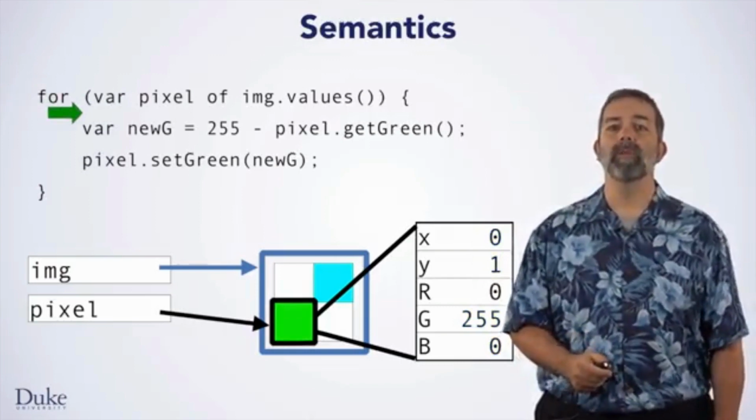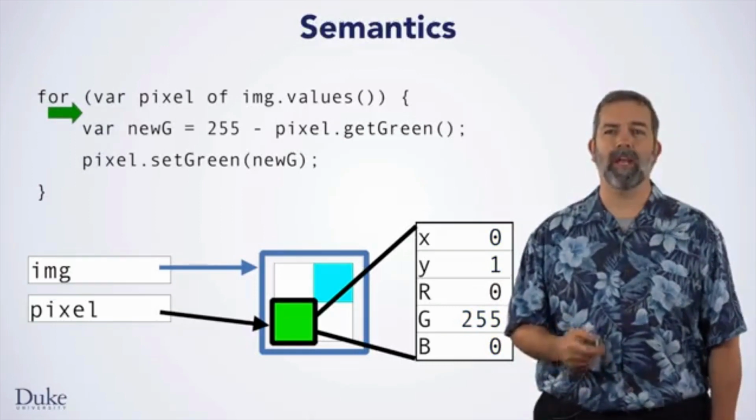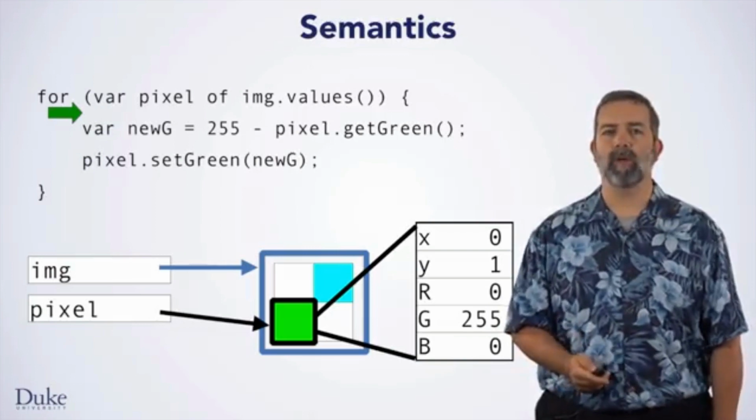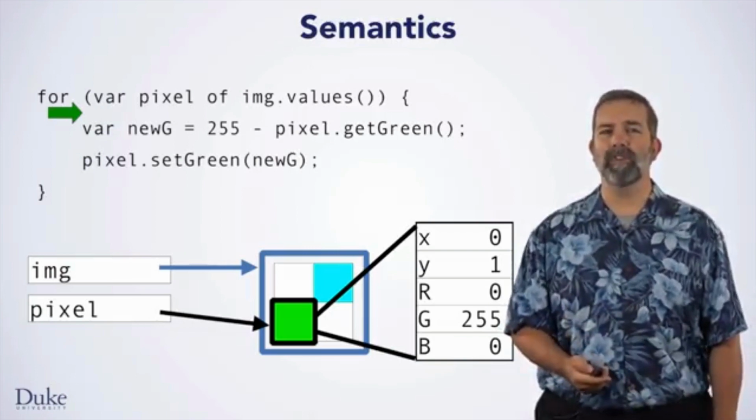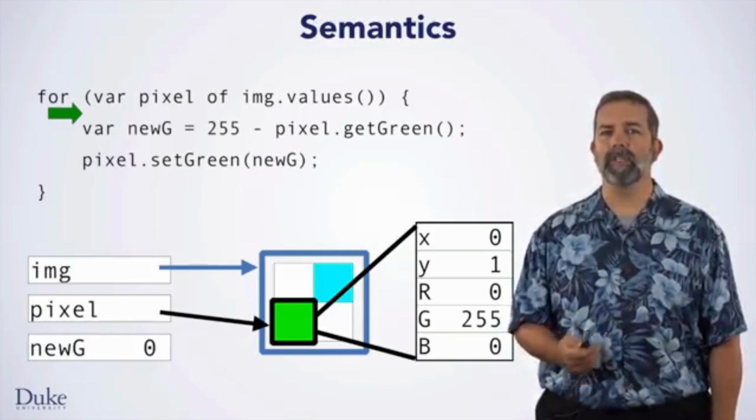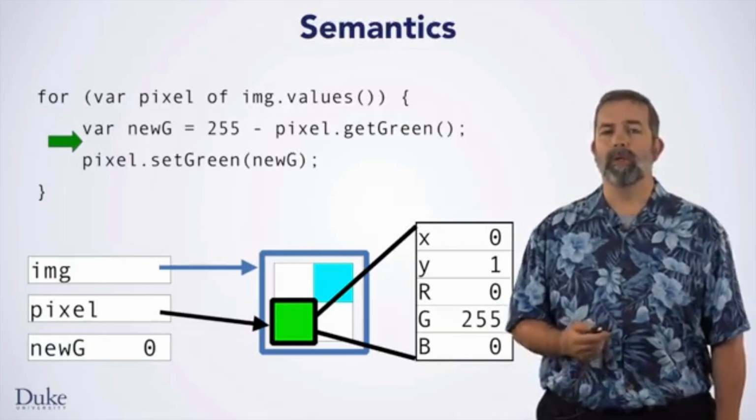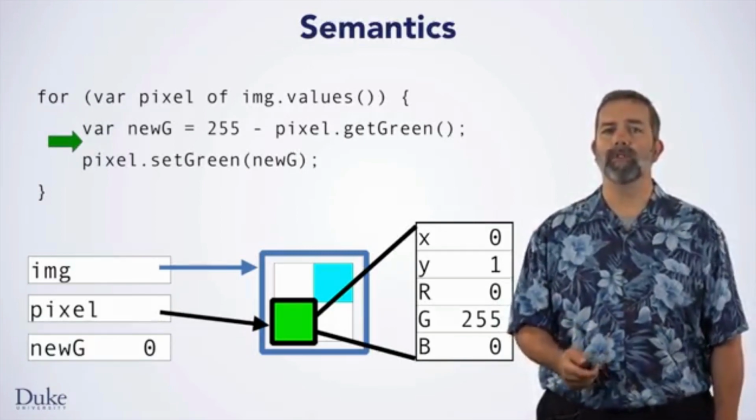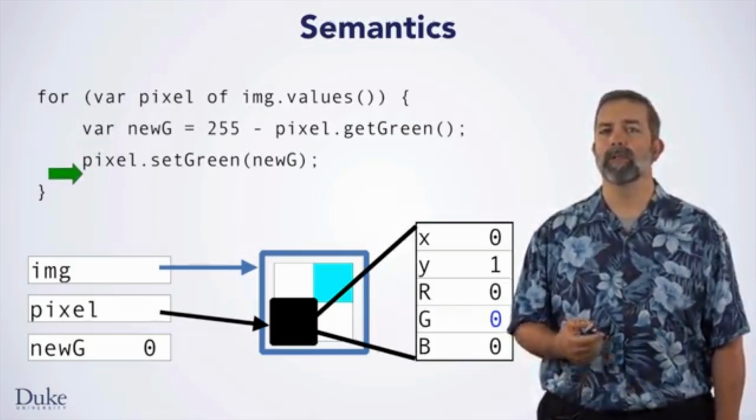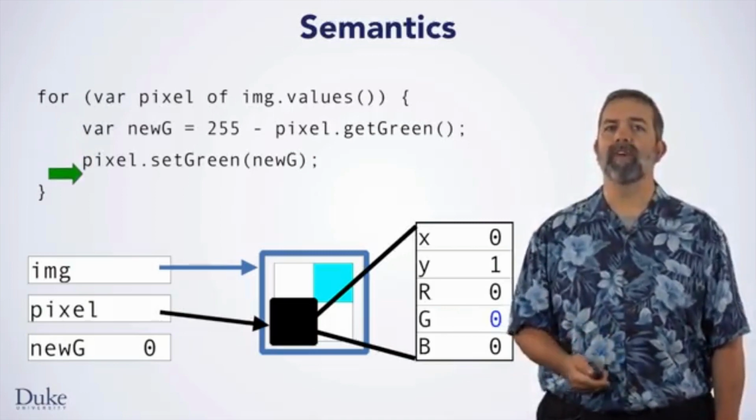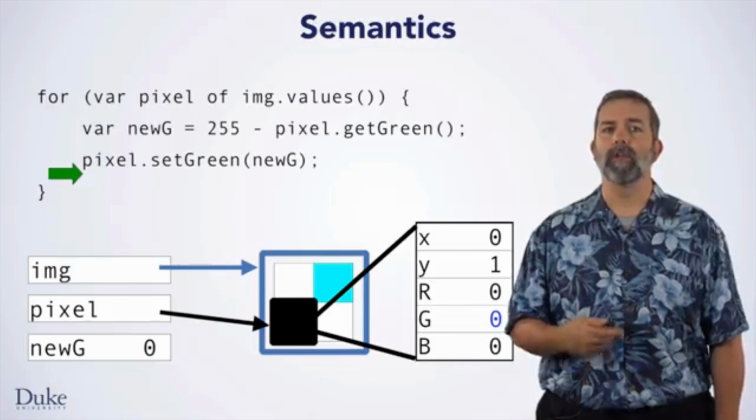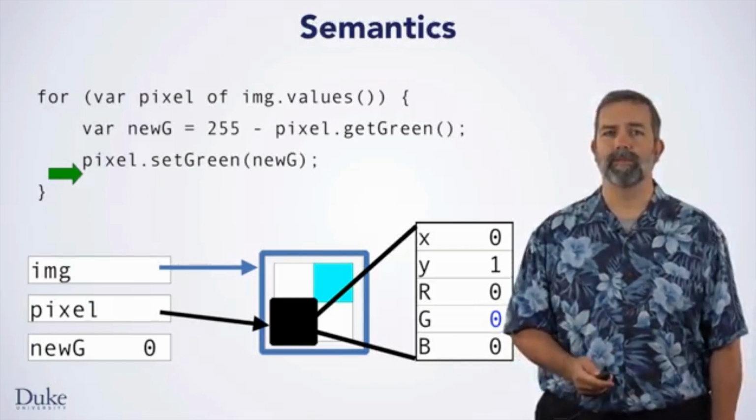Again, we go into the body of the loop and declare and initialize new g. This time, however, since the green value is 255, the value of new g is 0. We do pixel.setGreen to 0, which will change this pixel from green to black. We once again find ourselves at the end of the loop. Can you guess what happens next?